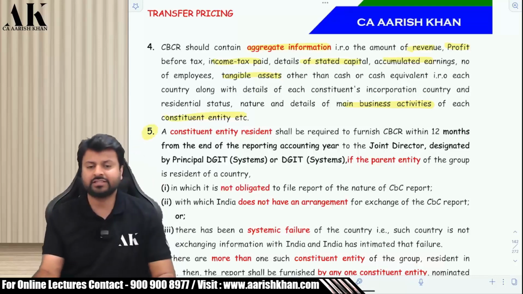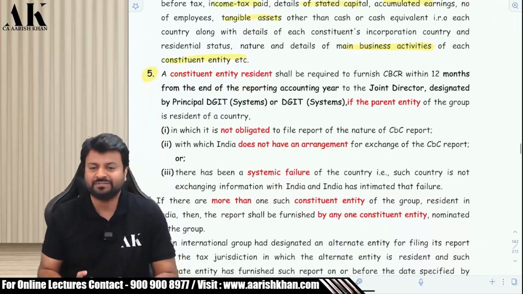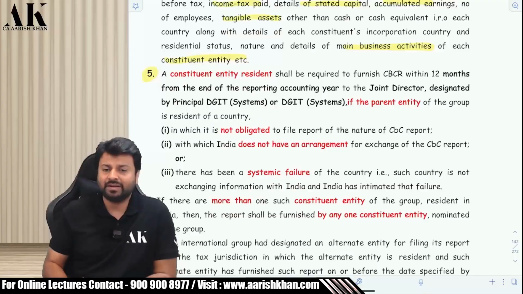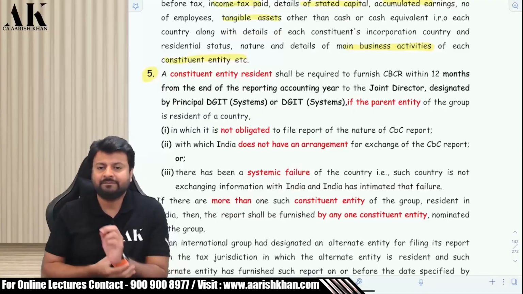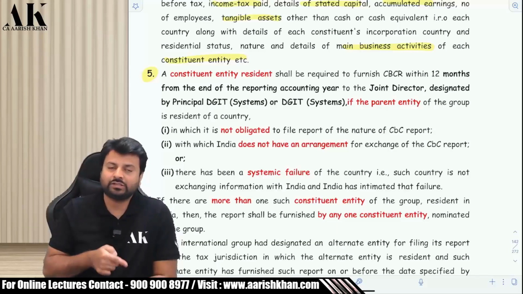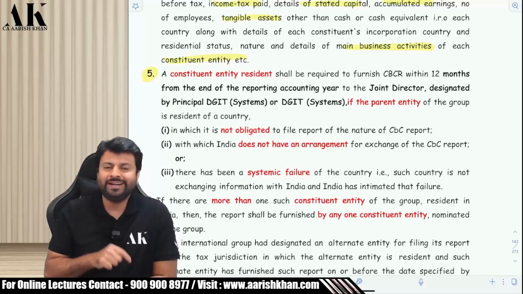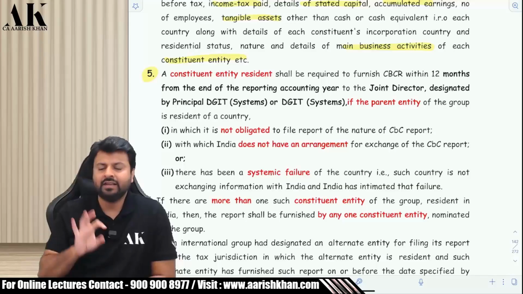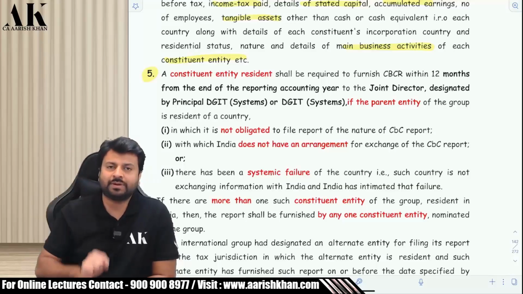Next. Pay attention, please, all of you. Very important. Next point. Let me give you an example. India is there, Japan is there. Now, Sony Japan is there in Japan, and Sony India is also there in India. Sony India is a subsidiary, Sony Japan is a parent entity. By default, who will file CBCR? Sony Japan will file CBCR.